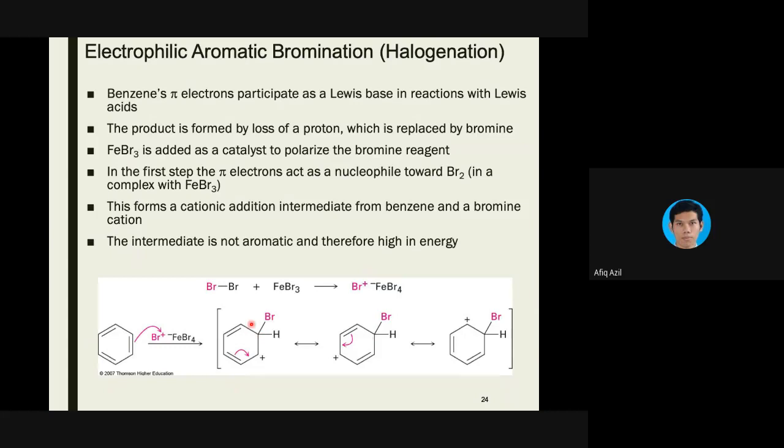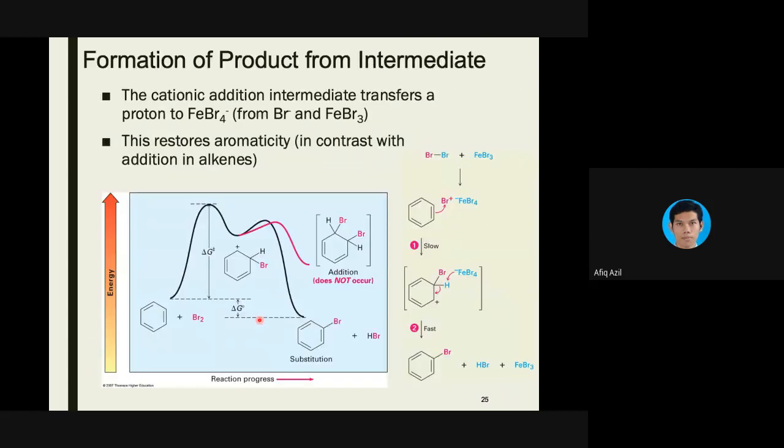So in a general mechanism, this Br will just be E, which is electrophile. Okay, so it can be bromine, it can be chlorine or iodine, depending on the type of halogen that you are using.